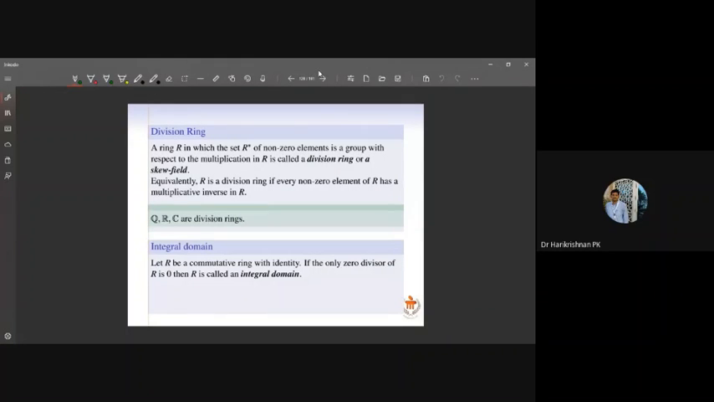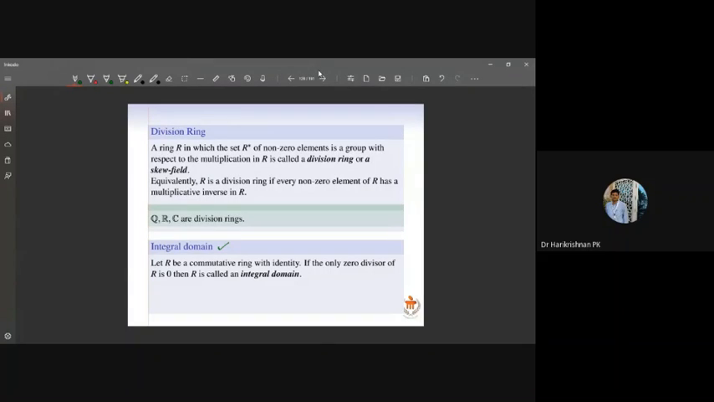So this is a very interesting topic in algebra. The majority of the degree students will study it only when they go to the PG classes. So what do you mean by an integral domain? I will tell some more ideas and I will wind up.